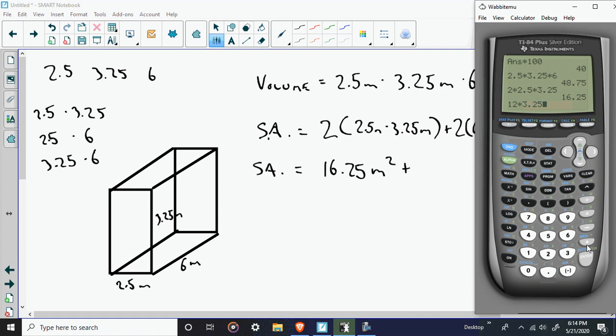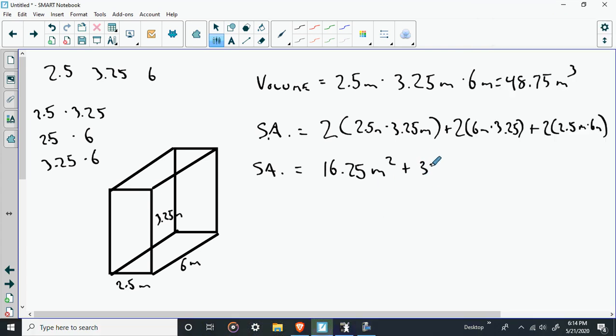Again, since it's multiplication, you can multiply them however you want. So that's going to be 39 meters squared. 2 times 2.5 times 6. Well, 2 times 2.5 is 5, and 5 times 6 is going to be 30 meters squared. Okay. So let's see if we add these together. I got to take the 1 from here. So I got 40, 60, 70, 85.25.